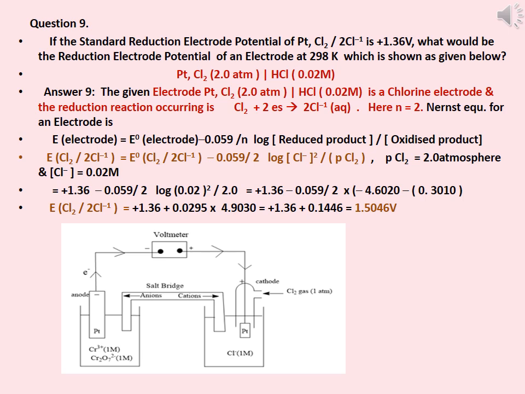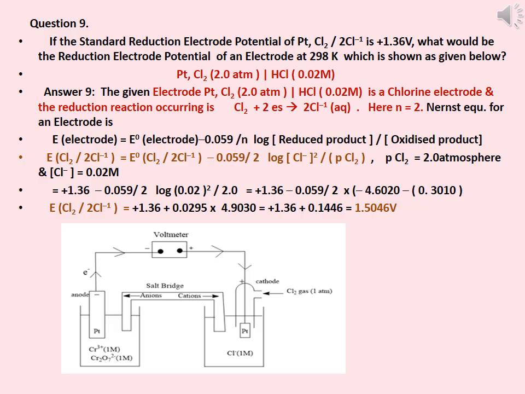0.02 molar. A look at this electrode shows that this electrode is not functioning under standard conditions because the partial pressure of chlorine is not 1 atmosphere, but it is given as 2 atmospheres. The molar concentration of HCl is not 1 molar, but 0.02 molar. Therefore, this electrode is not functioning under standard conditions. We need to find out the E electrode value of this electrode.